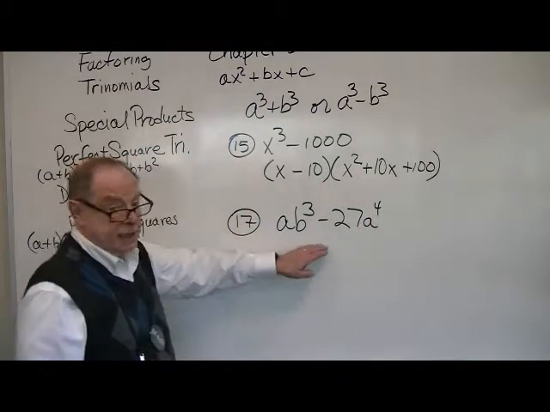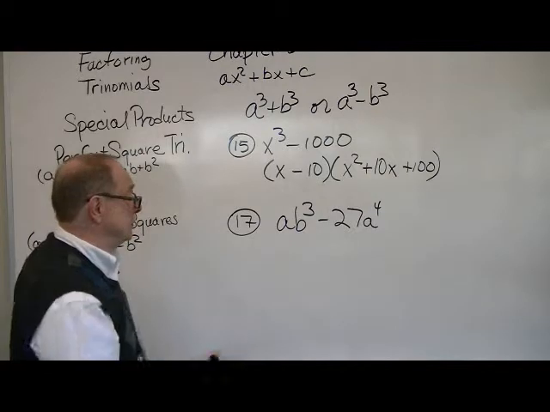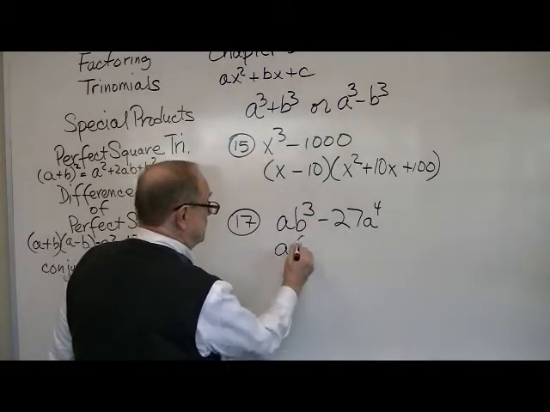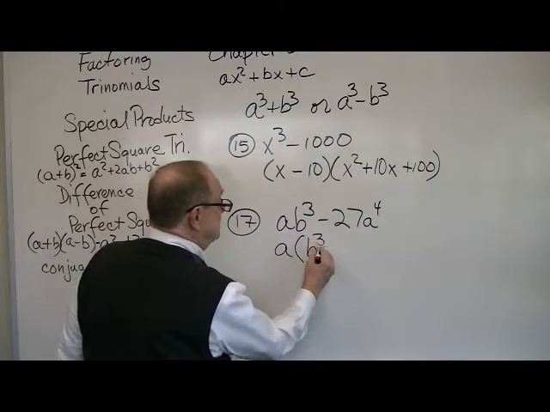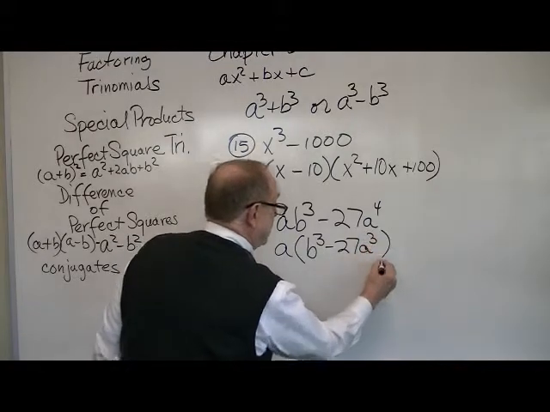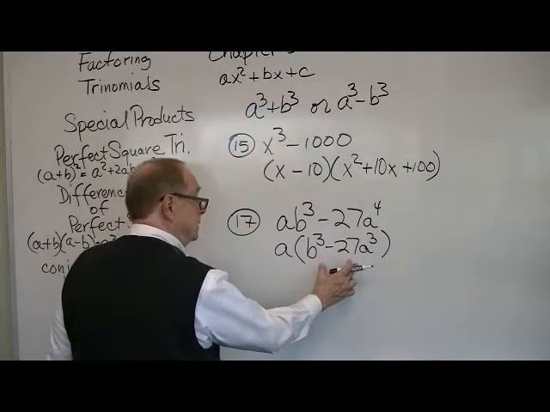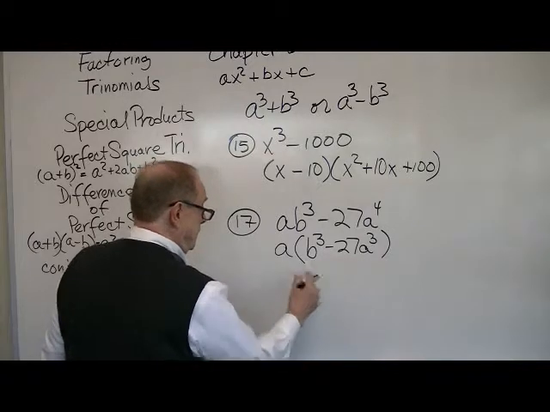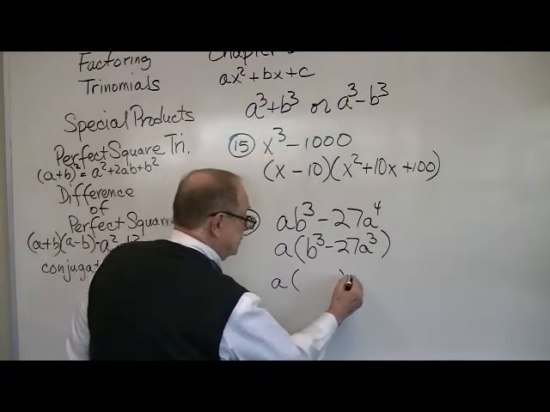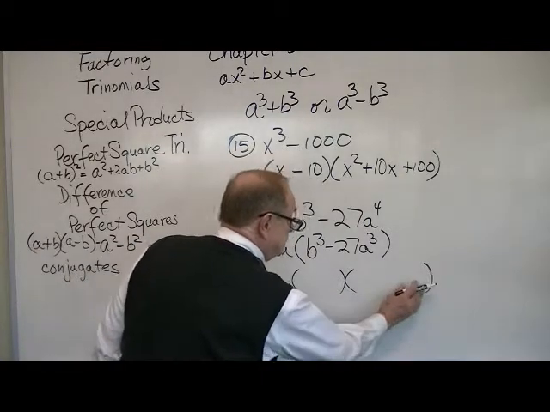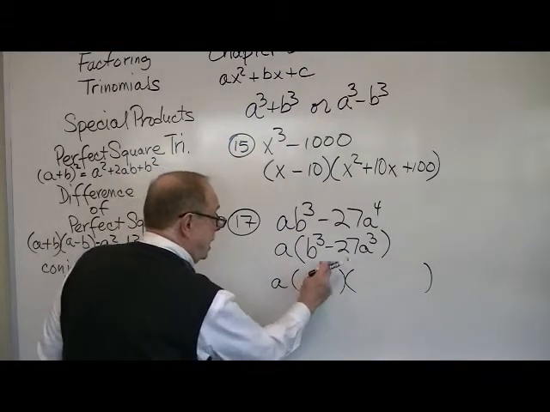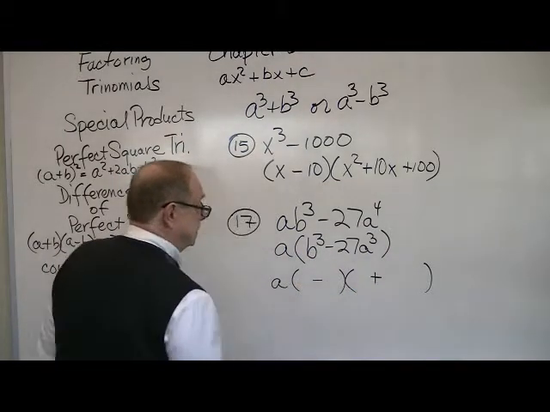Now here we have a case where we have to factor something out first. We're going to take an a out of these. So a comes out, and now we have b cubed minus 27a cubed. So again, we have the difference of perfect cubes. So our a goes there, a parenthesis for 2, a parenthesis for 3 terms. This sign goes there, opposite sign goes there.